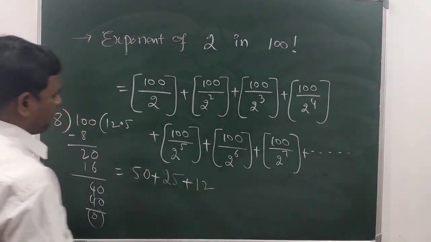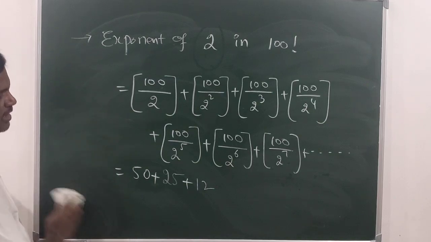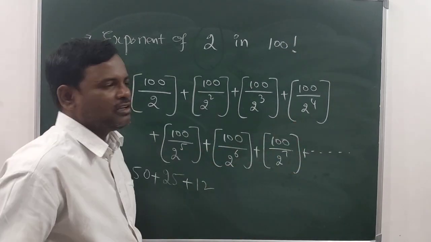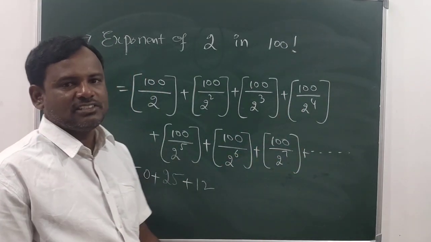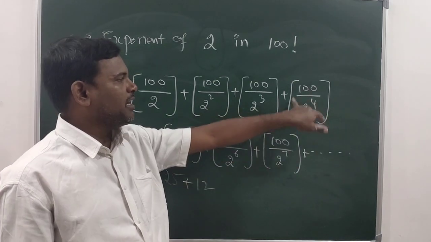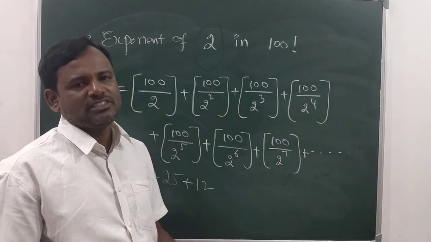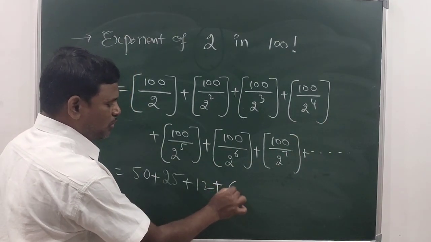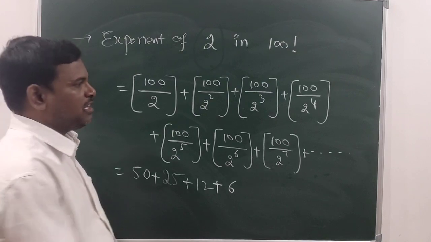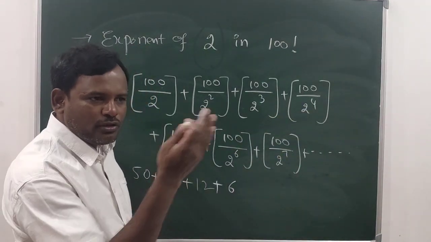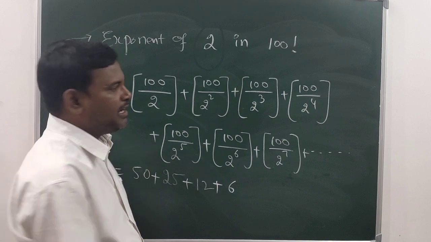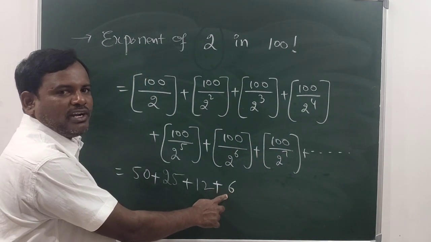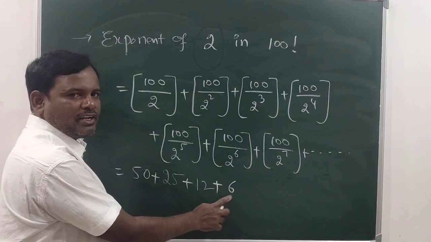Which becomes 12. Next, see here: 100 by 2 power 4. 2 power 4 value is 16. So 100 by 16. 16 sixes are 96. So you will get a quotient of 6 point something, whose greatest integer value is 6 only. If it is 6 point something, you have to take only the integral part. In the integral part we will get 6. Only the integer will come, and that integral part must be written over here.